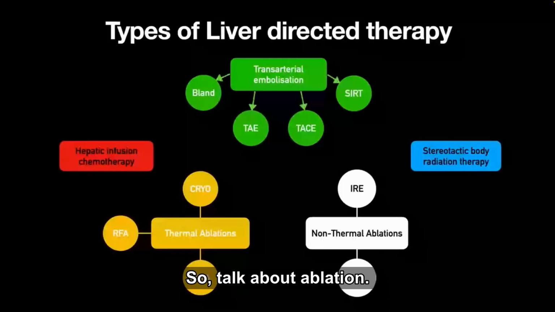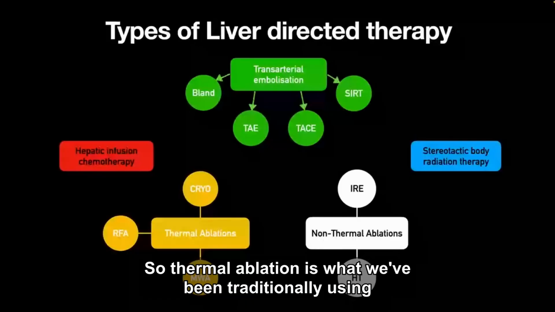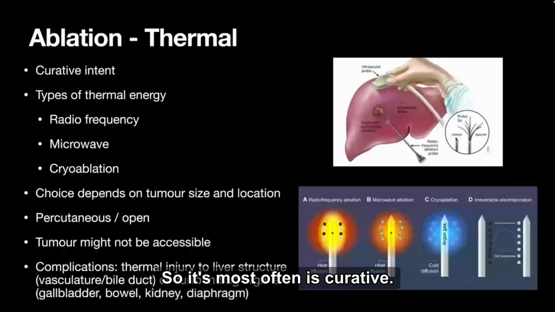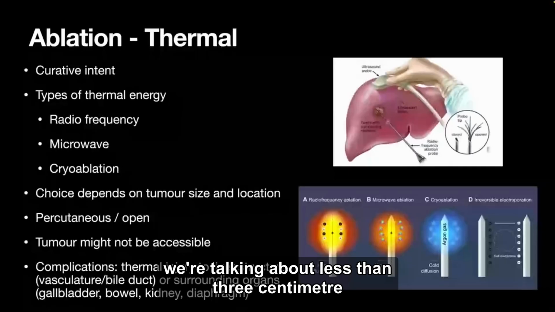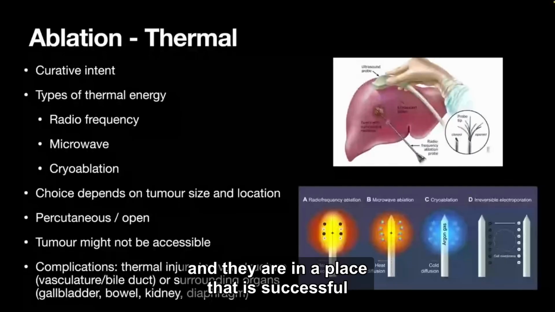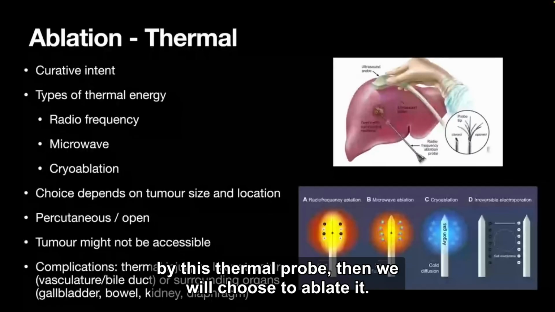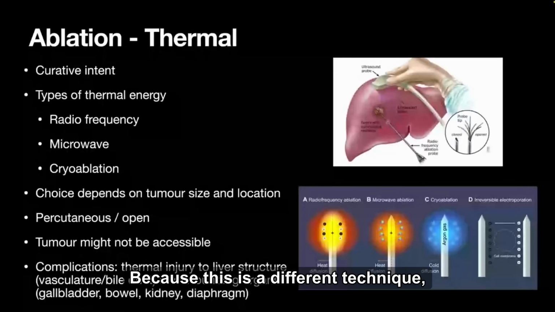So talk about ablation. Thermal ablation is what we've traditionally been using in the last few decades. It is most often curative. So if a lesion is quite small, we're talking about less than 3 centimeters, and it is in a place that is accessible by this thermal probe, then we will choose to ablate it. You essentially burn the tumor out.